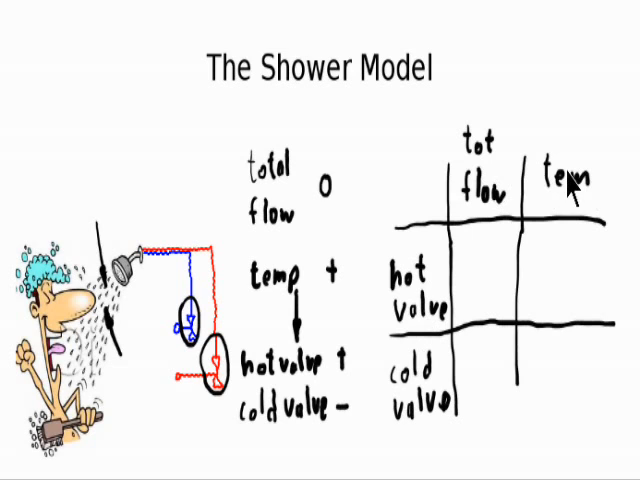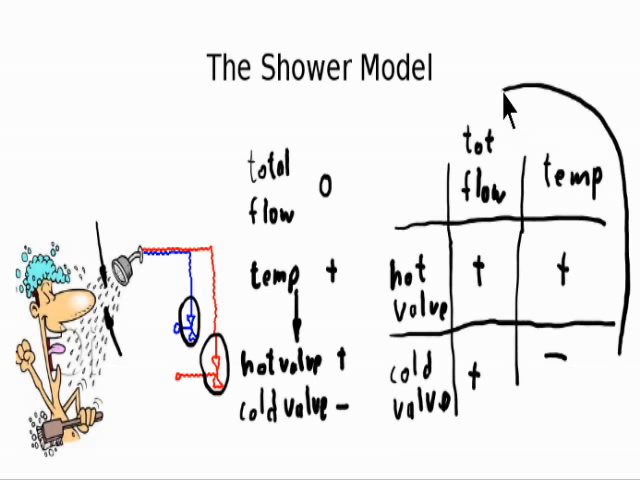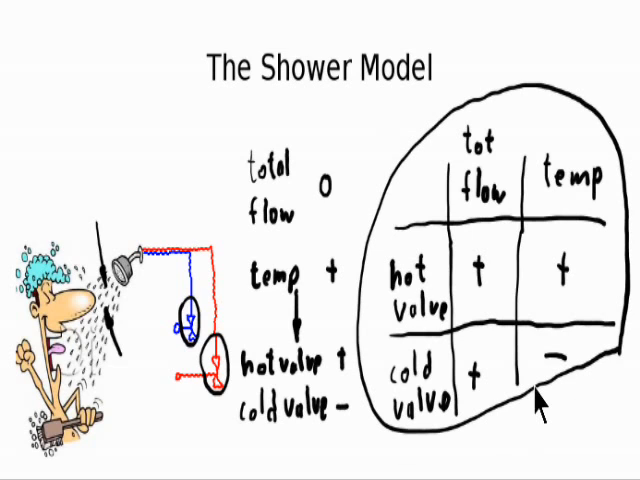So if it increases the hot water valve, the total flow would increase. Increasing the hot water valve would also increase the temperature. Increasing the cold water valve would increase the total flow, but increasing the cold water valve would decrease the temperature. And this relationship there is called the internal dynamic model of the process.